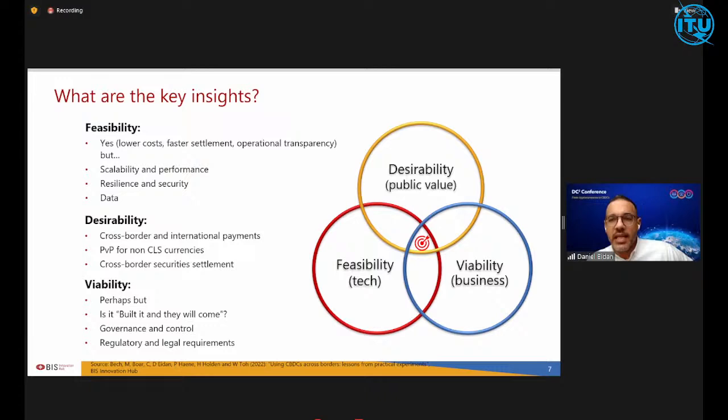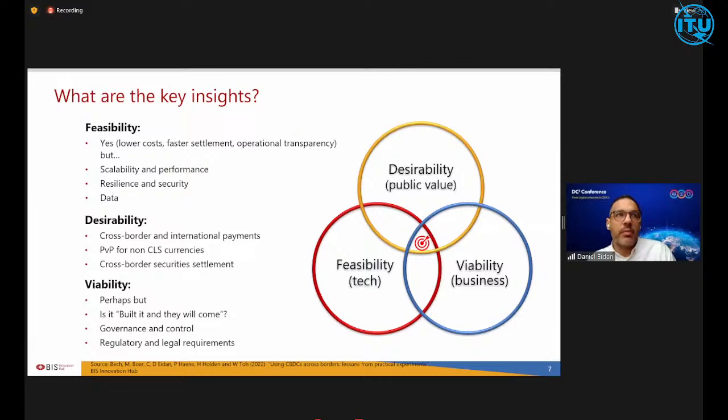That doesn't come though without a but. Scalability and performance is something that we're continuously evaluating and working on, and so is the industry and the technology providers. Resilience and security is something that's very hard to test in a kind of limited pilot type structure, and we'll need additional testing as we move forward towards production-like settings through minimum viable products and things like that. And ultimately, data and data governance is also something that from a feasibility standpoint needs to be very, very carefully looked at before we progress forward into production-like environments.